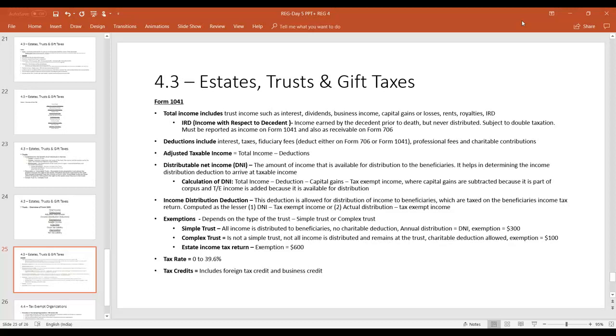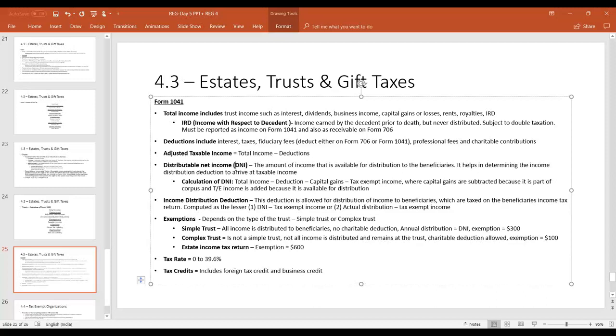Now, I said the trust also gets an income distribution deduction, and that is basically for distributions made to the beneficiaries. Before calculating your deduction, you need to figure out your distributable net income. DNI is an important concept. Basically, this is the amount that is available for distribution to the beneficiaries, so it helps in arriving at the distribution deduction.